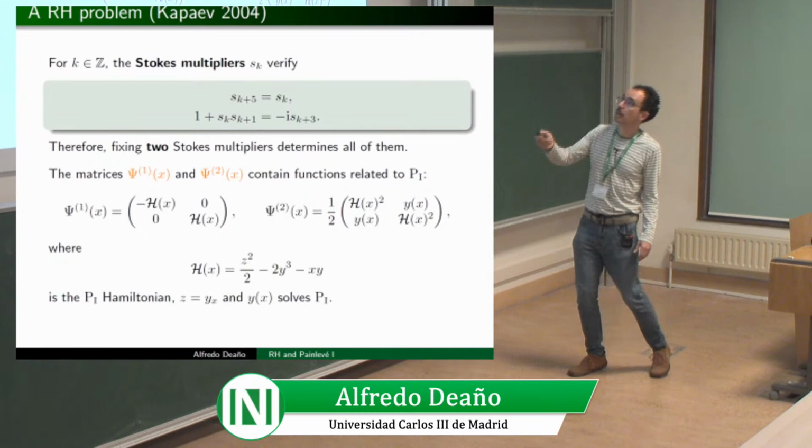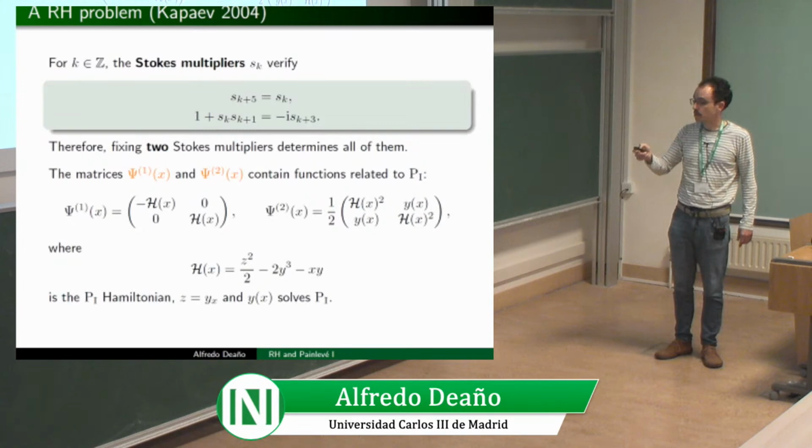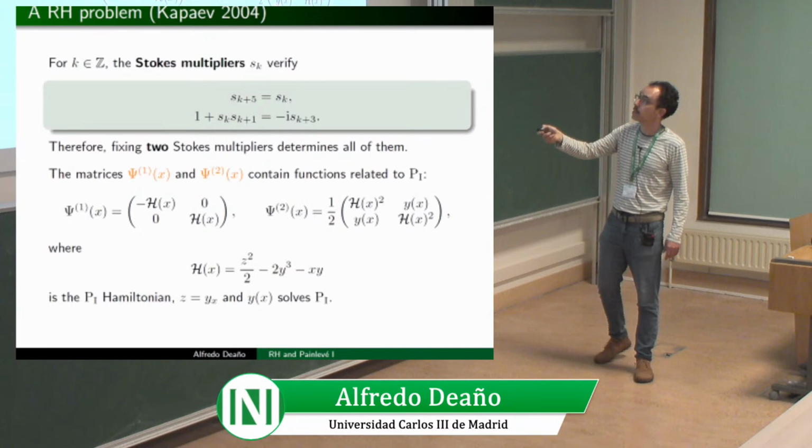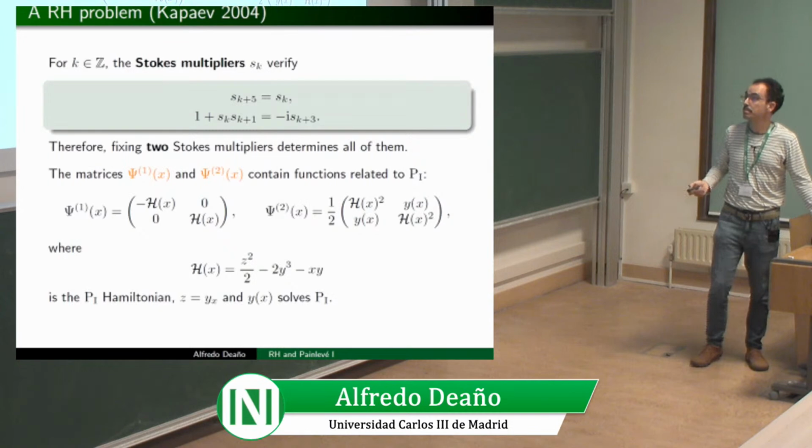So where are the Painlevé functions? Well, the Painlevé functions are hiding in these matrices at infinity. So I put the asymptotic expansion here, I have identity, and then I have two matrices here, psi 1, psi 2. Well, this psi 1 and psi 2 contain the solution of Painlevé 1 with the corresponding Stokes multipliers and the Hamiltonian. Okay. So everything is encoded in the Riemann-Hilbert problem.